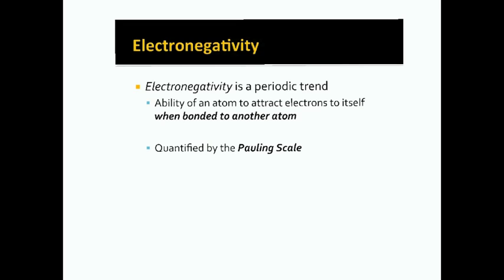The definition of electronegativity is it's the ability of an atom to attract electrons to itself when bonded to another atom. That's the important part of this definition, is it needs to be bonded to another atom. Now, there is a way we can quantify this, and that's using the Pauling scale. So let's go ahead and take a look at what this trend looks like when we're looking at the periodic table.